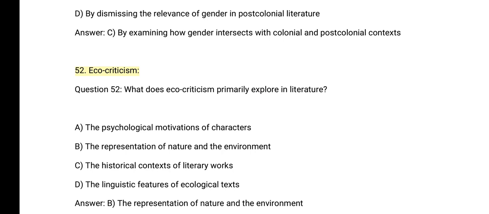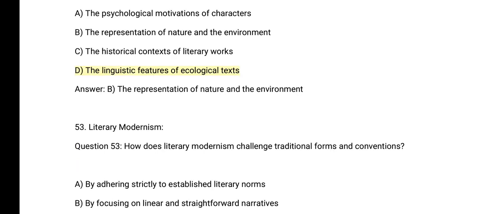52. Eco-criticism. Question 52. What does eco-criticism primarily explore in literature? A. The psychological motivations of characters. B. The representation of nature and the environment. C. The historical contexts of literary works. D. The linguistic features of ecological texts. Answer: B. The representation of nature and the environment.